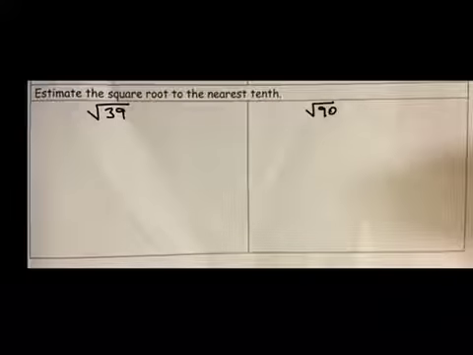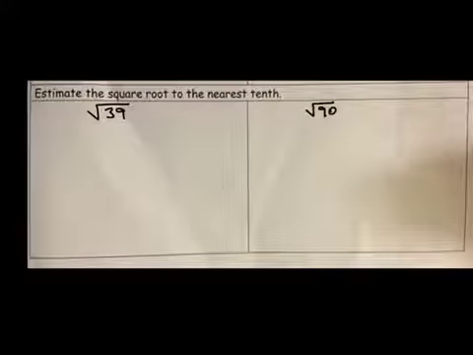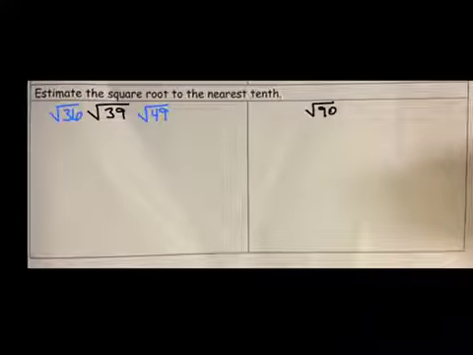Alright, estimate the square root to the nearest tenth. So for the square root of 39, first step is we're finding the perfect squares that 39 falls between. So it falls between the square root of 36 and the square root of 49. So we know it's between the integers of 6 and 7.